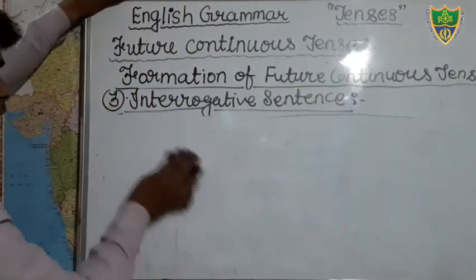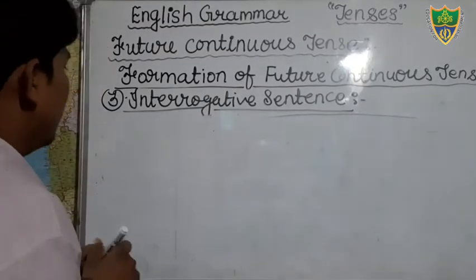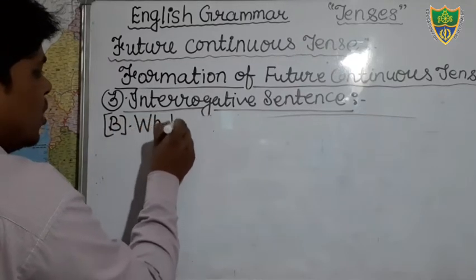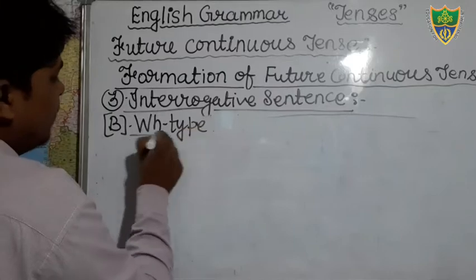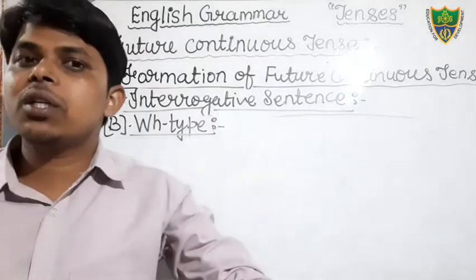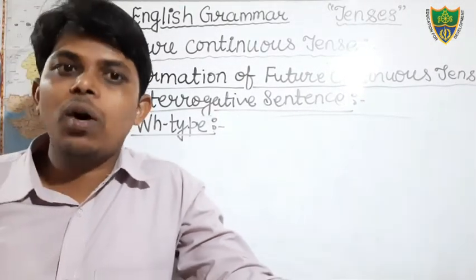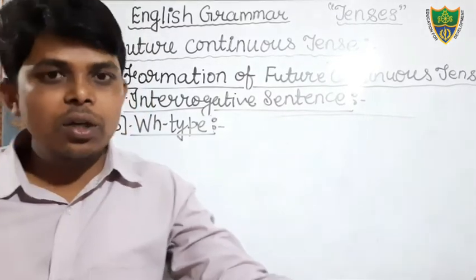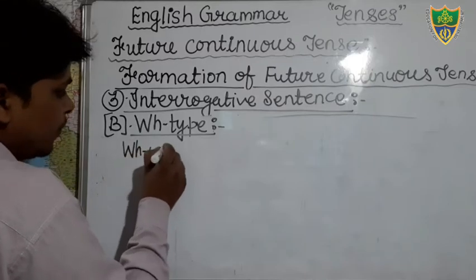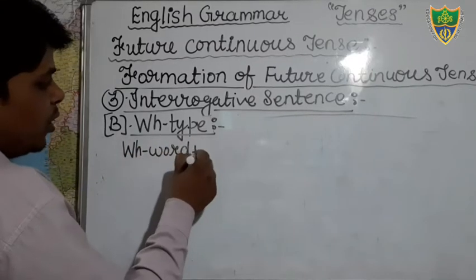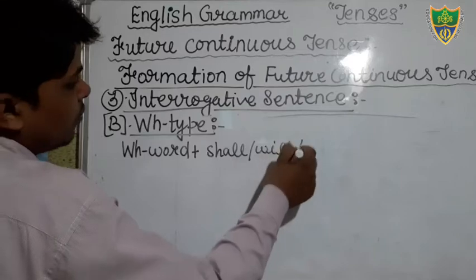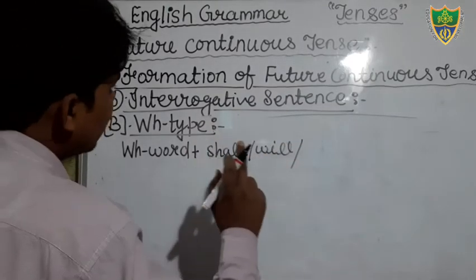So you put the heading WH type interrogative sentence. Now you all know that WH type sentences start with the WH words such as what, when, where, why, whose, etc. So first of all you will mention the WH word, then you will use shall or will according to the subject.